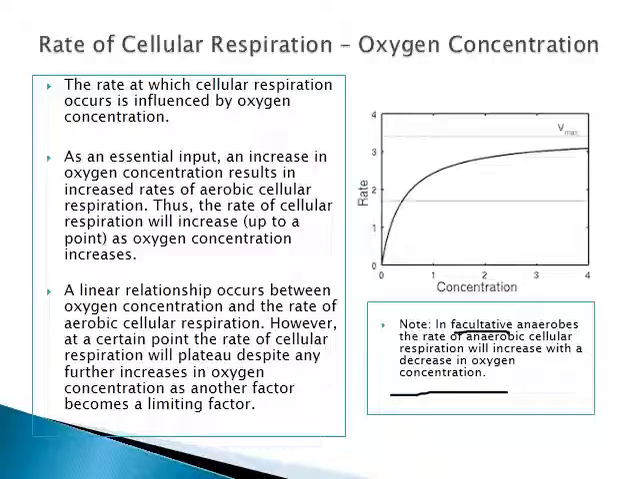In our facultative ones, the ones that can do aerobic and anaerobic, well, their rate of anaerobic respiration would increase with a decrease in oxygen concentration, and their rate of anaerobic respiration would therefore decrease with an increase in oxygen concentration, because the body's typically going to favour producing ATP aerobically when it's got the choice.